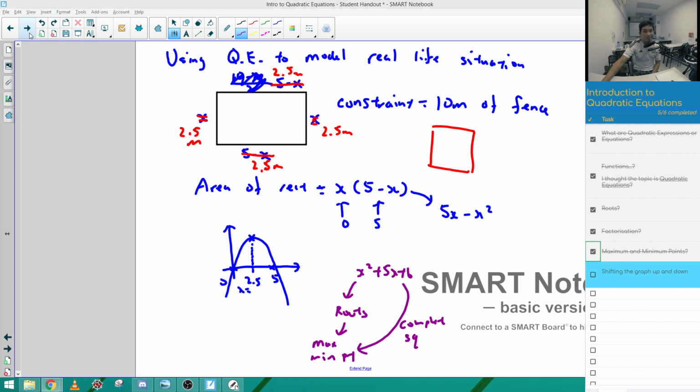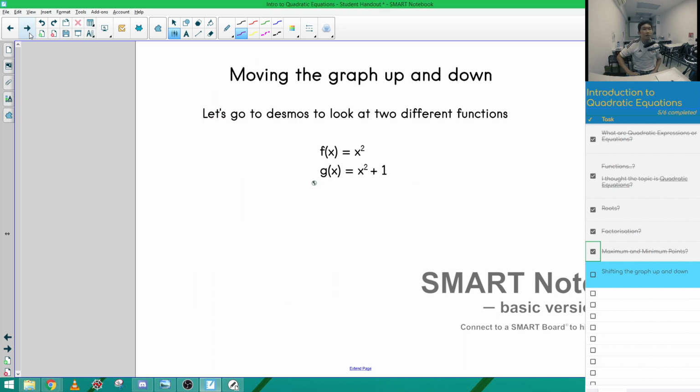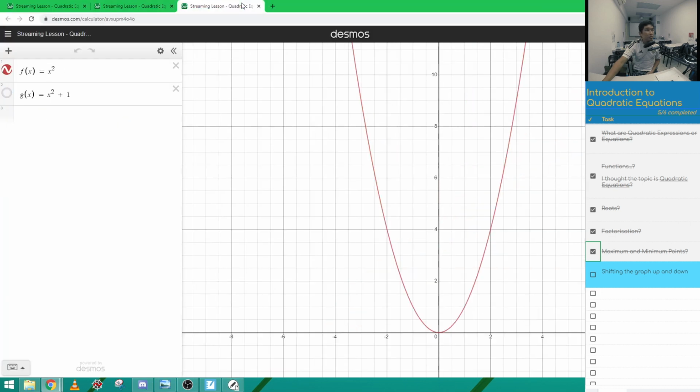Okay, so finally, let's talk about the last part, shifting the graph up and down. So let's look at two different functions, x squared and x squared plus 1. I'm going to go ahead and go to decimals. I'm going to look at this one. x squared and x squared plus 1.